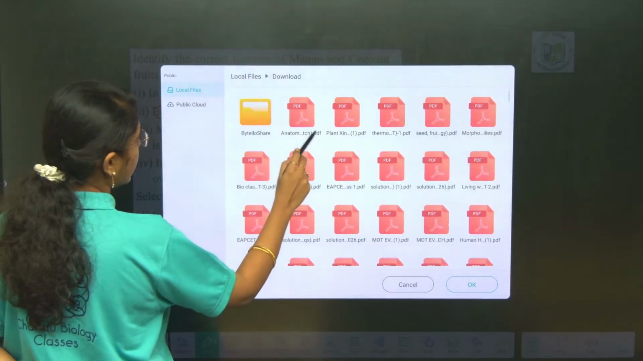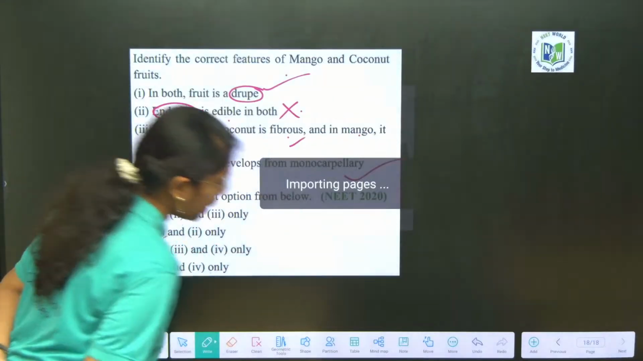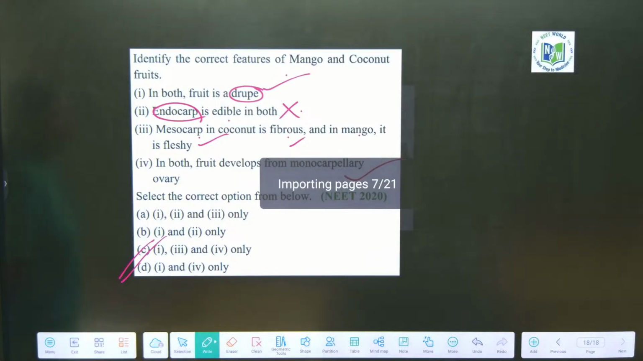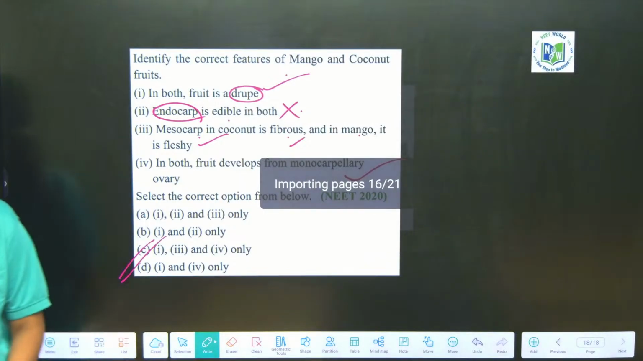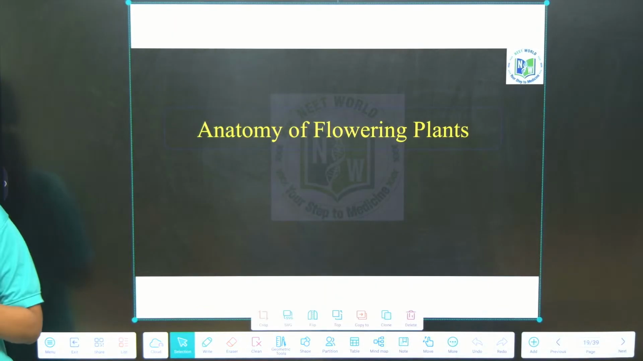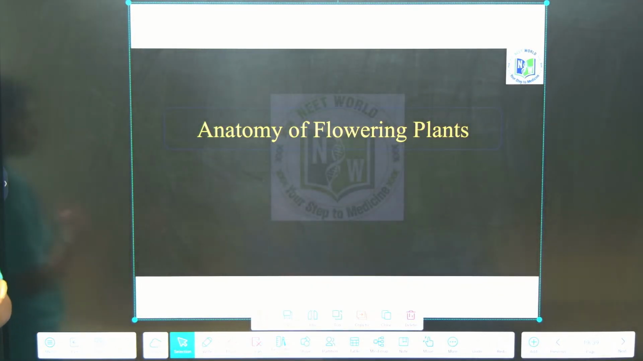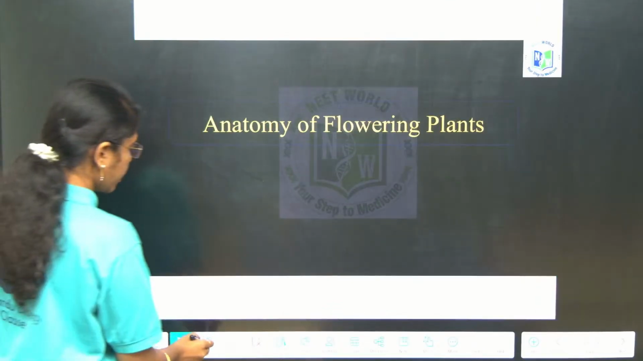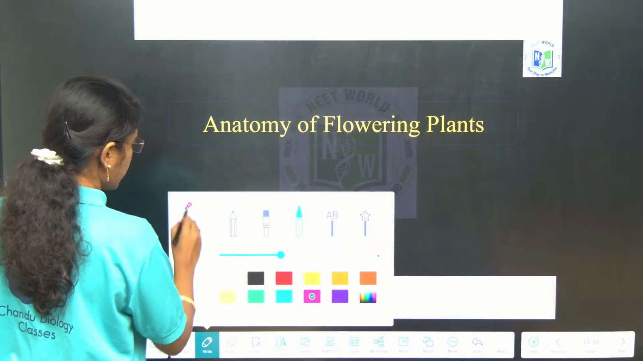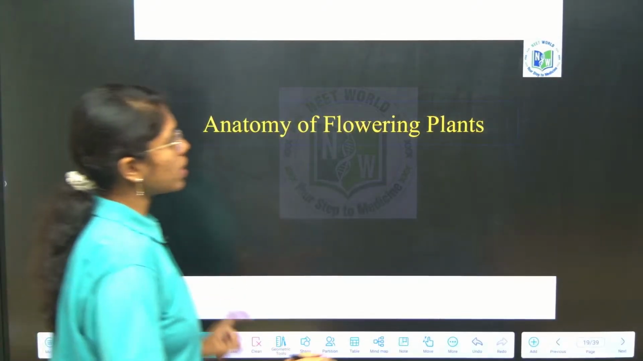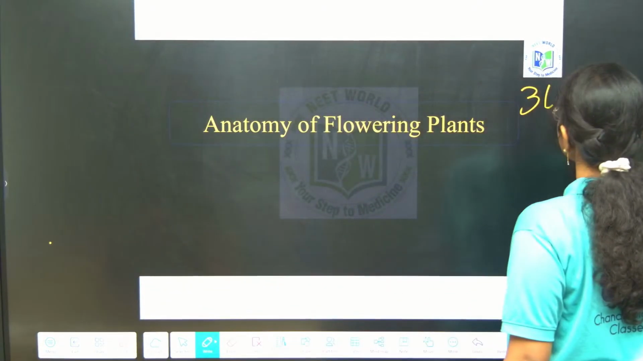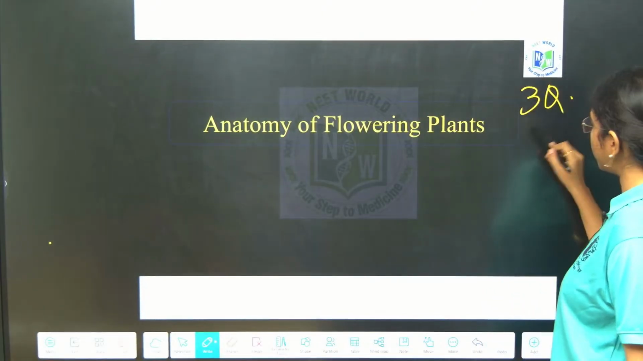Just give me a second, I will download the PDF and then we will start. So, anatomy of flowering plants: its weightage in the NEET examination will be 2 to 3 questions, 3 questions for sure.